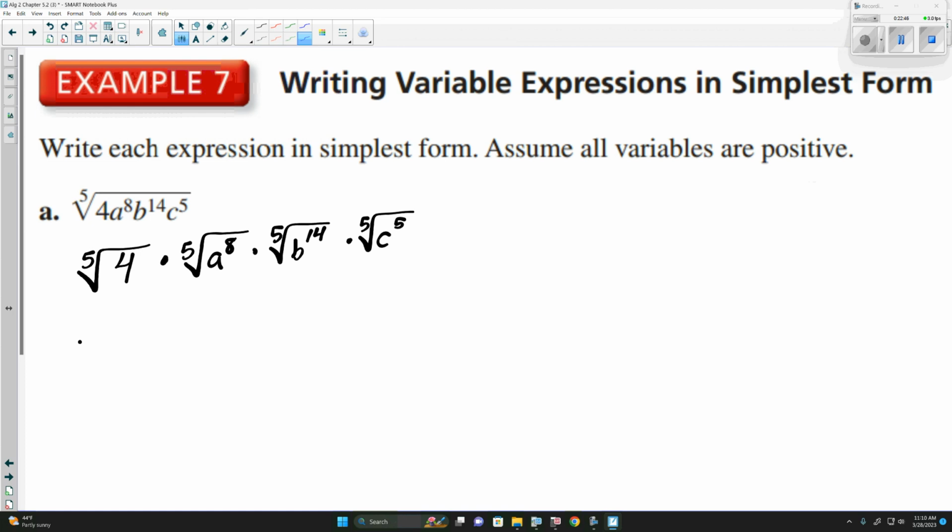Now we can rewrite these as fractional exponents. We'll leave it as the 5th root of 4, mainly because the 5th root of 4 doesn't simplify, doesn't reduce. It's going to stay in the radical. Now for our a, b, and c, we can rewrite these as fractional exponents.